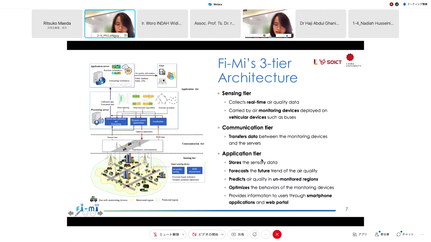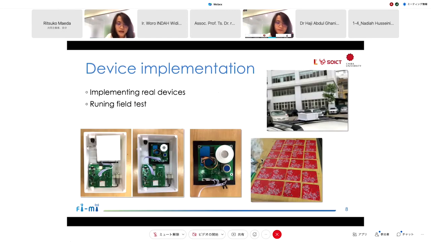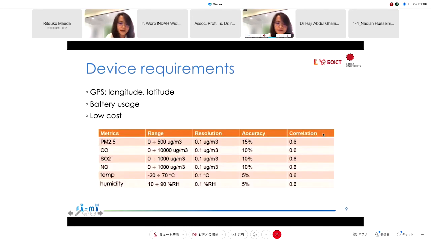And the application tier also optimizes the behavior of monitoring devices to provide information to users through a smartphone application and web portal. And currently we have finished prototyping our IoT device, and we are also running field tests. Here are some captures of our devices. Here are some sensors in our IoT device, collecting the air quality indexes. We also measure the GPS, and we also measure the energy consumption of the devices.